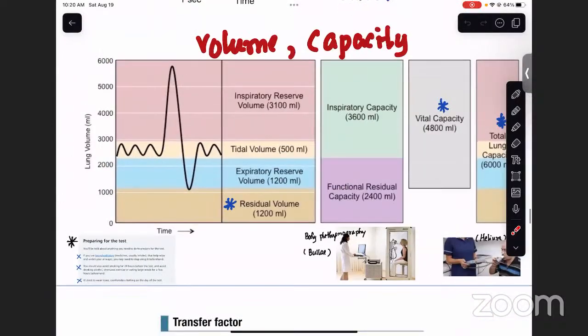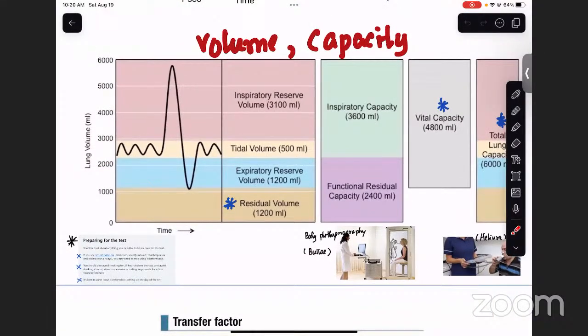Okay, let's talk about the very fundamental and important parts of the pulmonary function test. At first, you need to note there will be 4 volumes and 4 capacities. Capacity means the combinations of volumes. You need to know each and everything thoroughly, and you need to note the normal values.